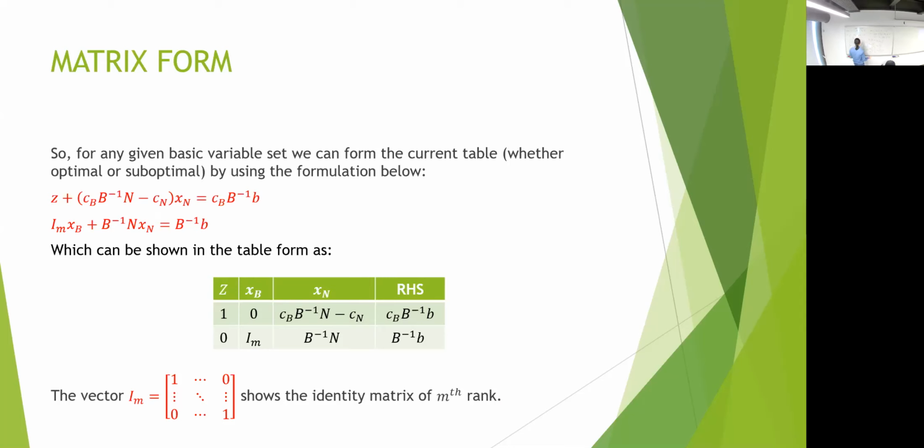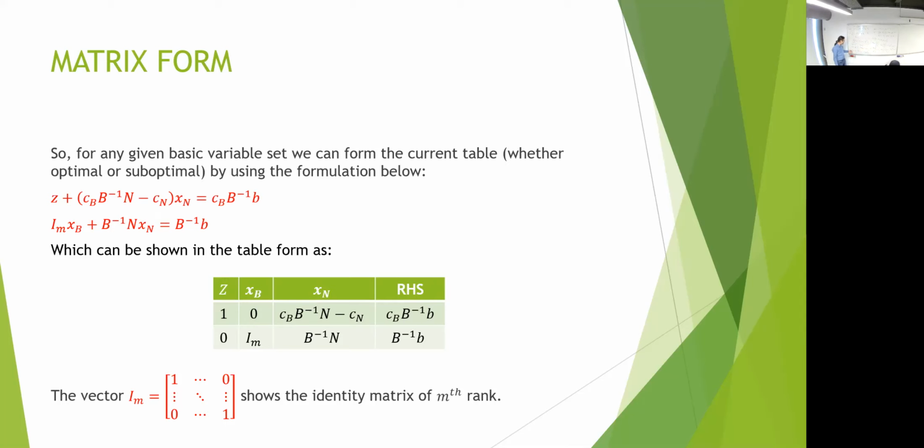And then what I need to do is just find the CB and CN. For CB, for x1 and x2, it is 5 and 2. For CN, for x3, s1, s2, it is 3, 0, 0. I've divided them, so I found all the vectors and matrices I need.